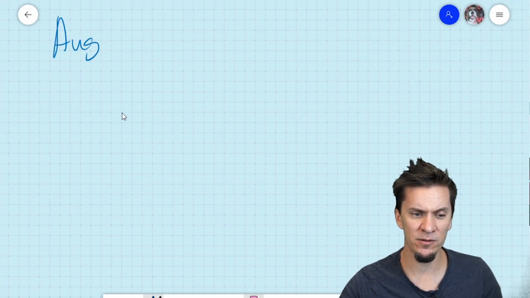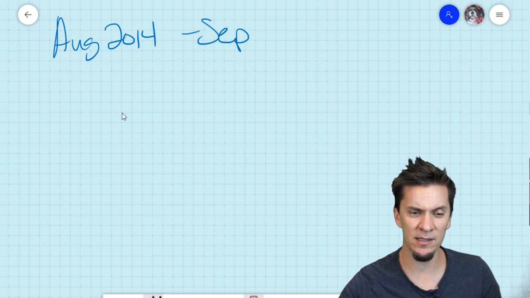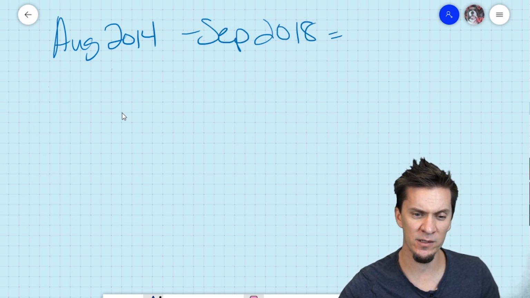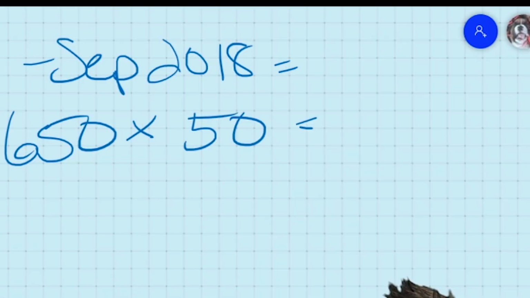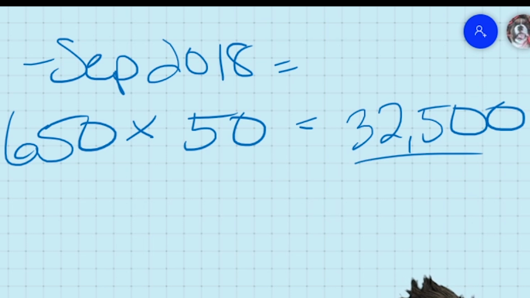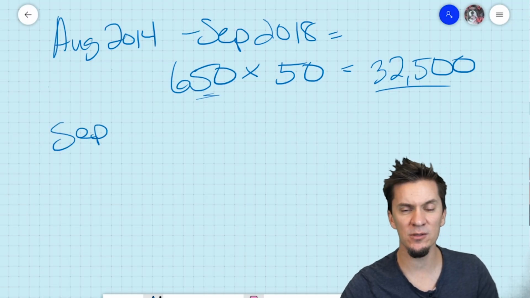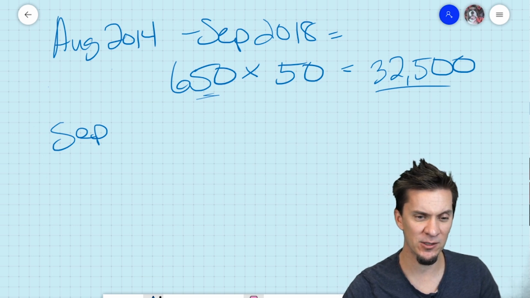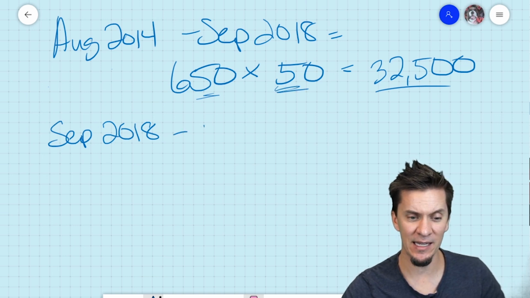Since August of 2014 up until about September 2018, we were saving 650 euros times, and I believe it's around 50 months total. So that's actually 32,500 euros saved from those rents. Well, then in September, we are now snowballing. Okay, we are now snowballing the opposite direction of 2018 until today being basically the end of November.